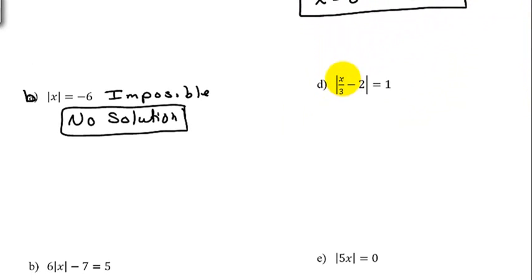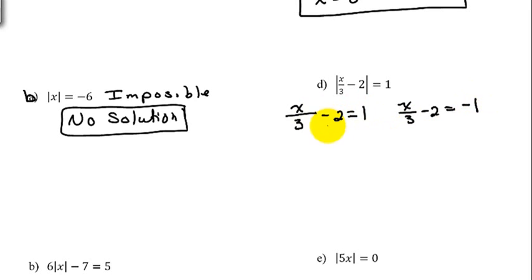In our next example, the absolute value of x over 3 minus 2 is equal to 1. Again, we write out our two equations. The first one is just this equation without absolute value bars: x over 3 minus 2 equals 1. The other equation is just dropping the absolute value bars from the left-hand side, so x over 3 minus 2, and this time, instead of 1, we're going to have -1.